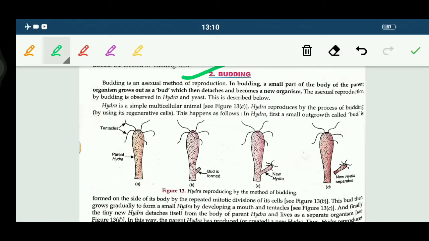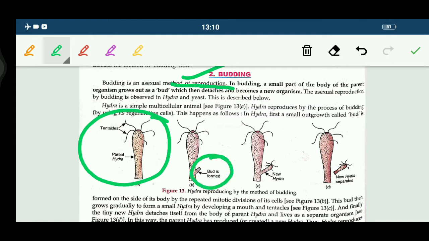That is, we have budding, right? So budding is also an asexual method of reproduction. In budding, a small part of the body of the parent organism, like this is the parent organism, grows out as a bud. You can see here, this is the bud, which then detaches and becomes a new organism. You can see here it is detaching from the main parent body, and this will become a new organism again, so it keeps on repeating.